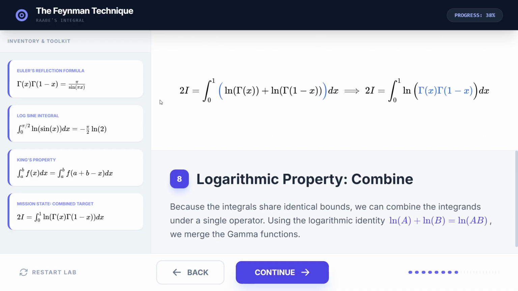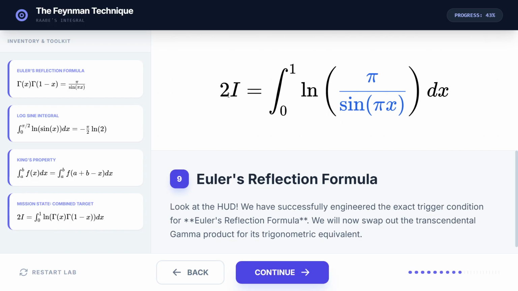All right, so now we have 2I is equal to this, and we can use properties of logarithms to bring those into one single logarithm. And now you'll notice that we can use Euler's reflection formula directly on that. So let's go ahead and do that. And now we have that 2I is just equal to this integral.